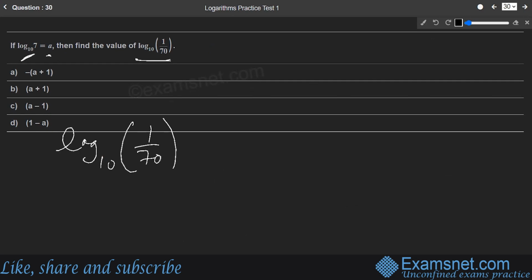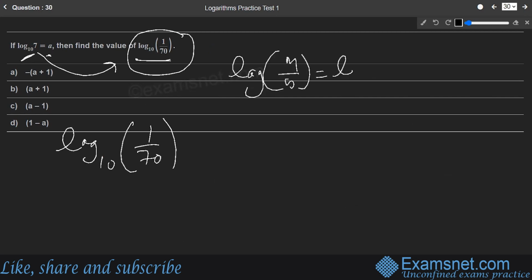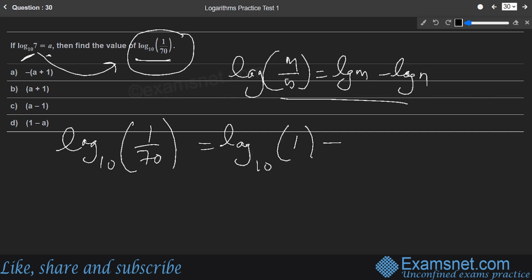So clearly we can use some property in it. That is the strategy also: when we are not getting a clear indication of how to solve this, then whatever the unknown expression is, we'll try to simplify it using whatever property we know about it. The first property that I can use here is log m/n, which is simply log m minus log n. If we do that, we can convert this into log base 10 of 1 minus log base 10 of 70. Clearly it can be broken down like that.